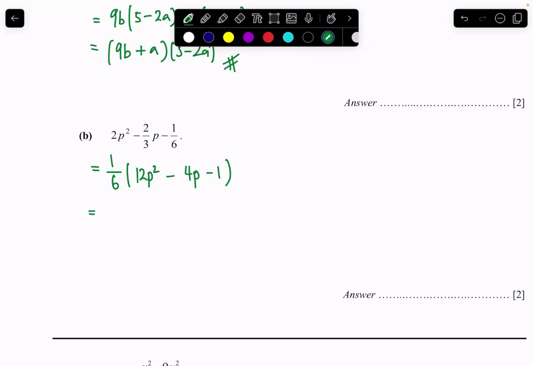Because this is then something that we know how to factorize. We are used to factorizing. So you can create your cross factorization table. Okay, so 12p squared. You want to get, oh sorry, you want to get negative 4. So this is 1, so this is either 1 or negative 1 and negative 1. So there's only one outcome.